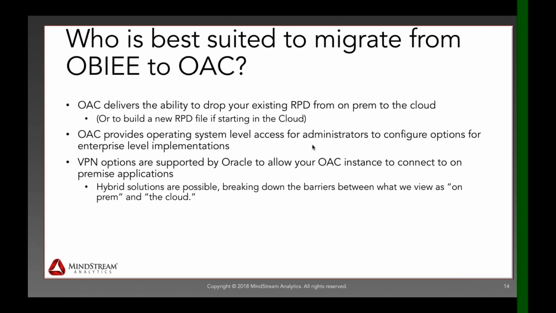larger organizations, those enterprise type supportability requirements need that deeper level of access to be able to configure how the server's running, and to configure settings around caching and other performance type things that need to be managed. And so OAC gives that to you because it is a platform as a service.